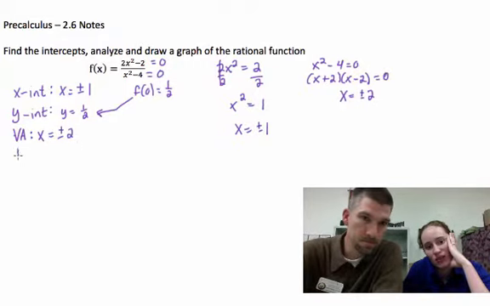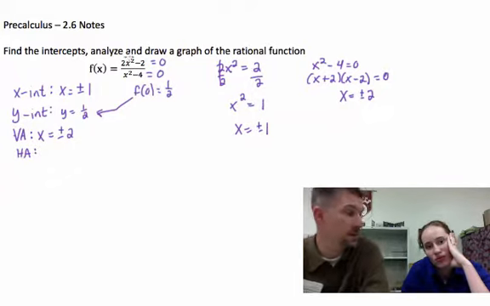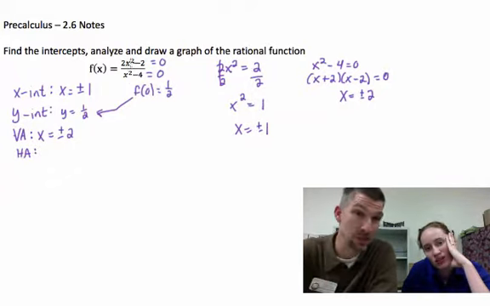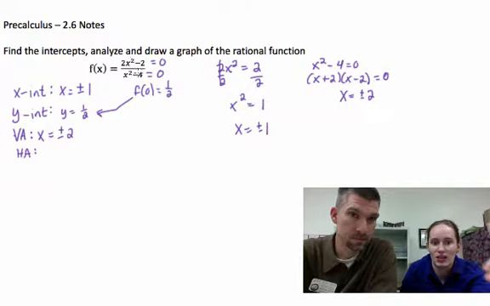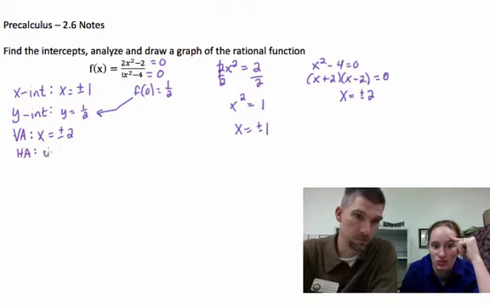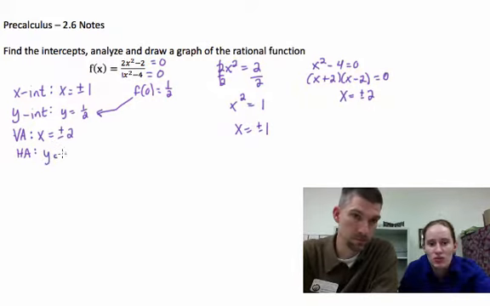And then our horizontal asymptote, if we have one. We do have one because the degree on the top is the exact same as the degree on the bottom. So it's almost as though we're canceling the x squareds out. We're not literally doing it, but it's kind of like that. We're ignoring the negative 2 and the negative 4. So we get 2 over 1, which is 2. So that's y equals 2.